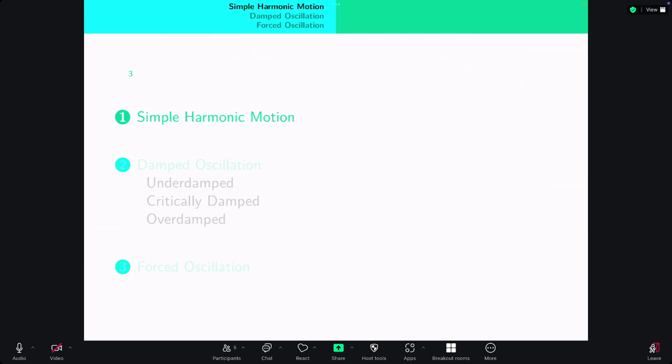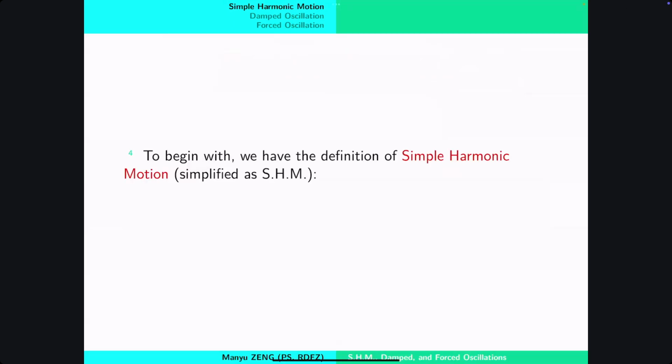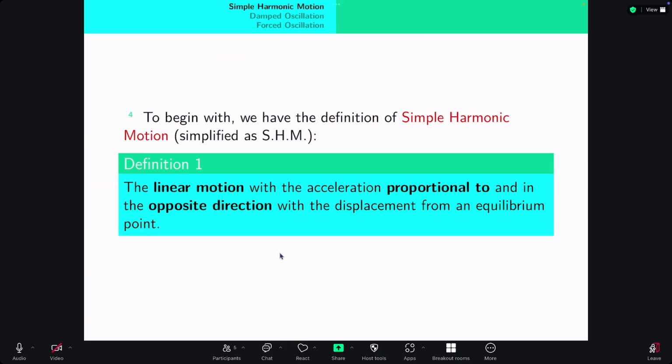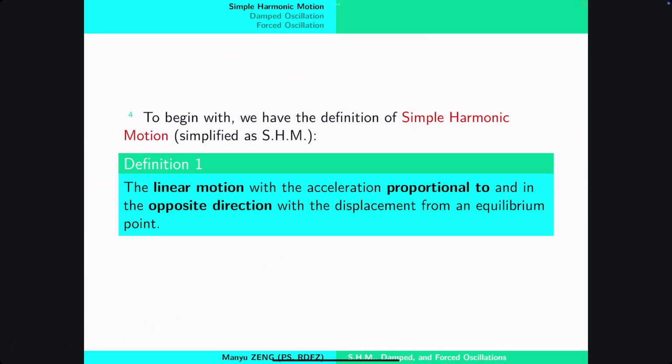This is the simplest one. To begin with, we have the definition of simple harmonic motion, which we simplify as SHM. The definition is like below. First, it is a linear motion, and the acceleration of the object that is doing simple harmonic motion is proportional to the displacement, and is in the opposite direction to the displacement from an equilibrium point.